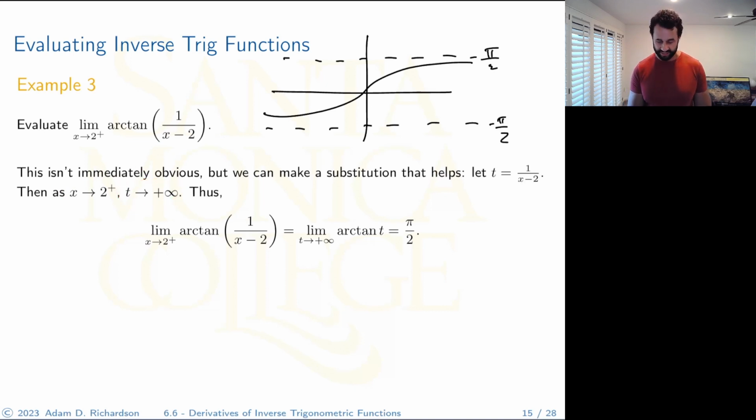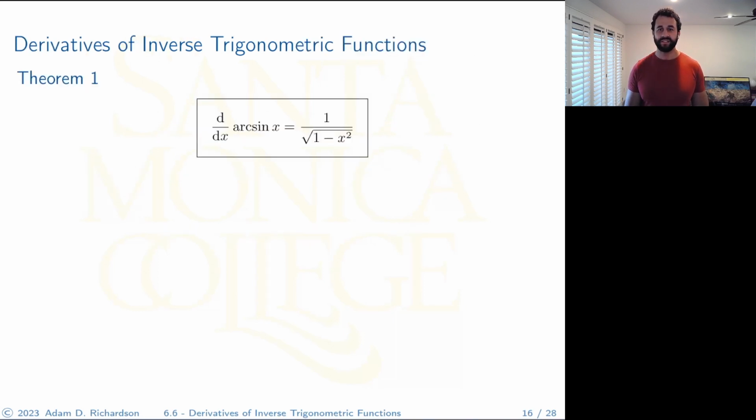So we can rewrite this limit, the limit as x approaches 2 from the right, as the limit as t goes to infinity of arctangent of t. And now we can clearly see that the answer is going to be pi over 2. That's the limit as t goes to infinity of arctangent. Nice. All right. So all these minutes in, and we haven't done any calculus yet. We did a bunch of trigonometry, we did some review. Now let's get to the actual calculus part. So here is the first result that's calculus related.